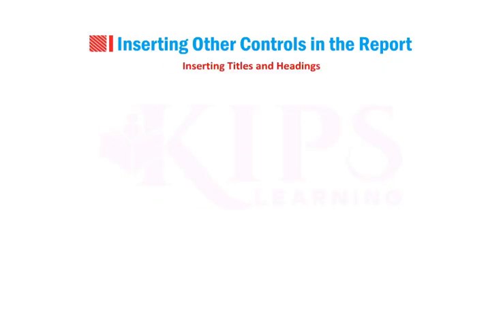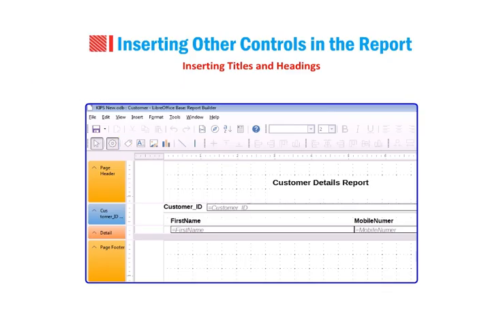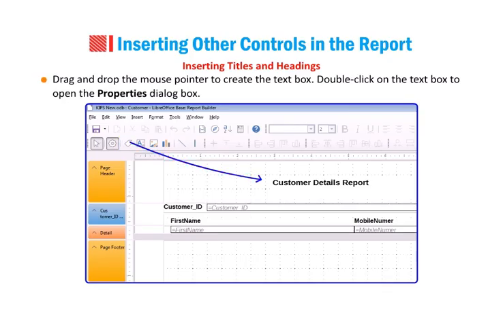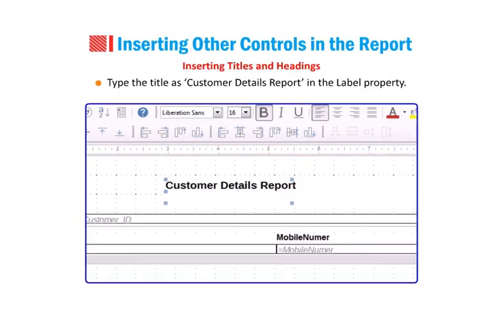Inserting titles and headings. To insert titles and headings, follow the steps given below. Click on the Label tool in the Report Control toolbar. Move your cursor to the place where you want to create a label text box in the report. Drag and drop the mouse pointer to create the text box. Double-click on the text box to open the Properties dialog box. Type the title as Customer Details Report in the Label property.